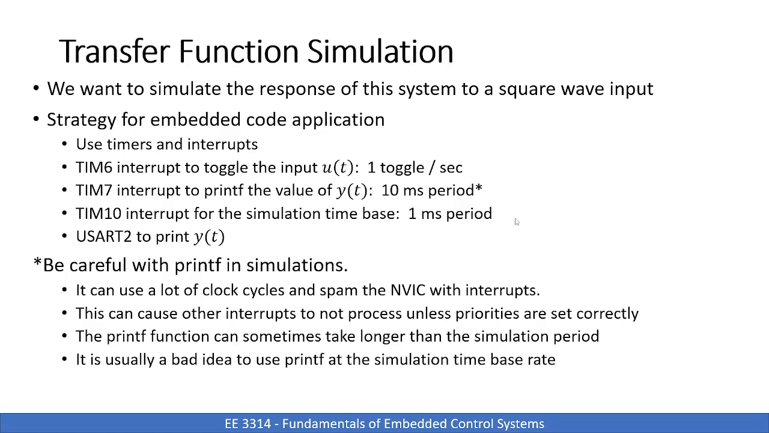We'll have a fast timer, basically updating the value of our state variables 1,000 times per second. Then every 10 times that we do that, we'll go ahead and print the value of y, the output. And then of course this input is just going to be toggling, just so we can see a constant response to a changing input. Okay, so that's really the strategy for how we're going to implement this in the embedded controller.